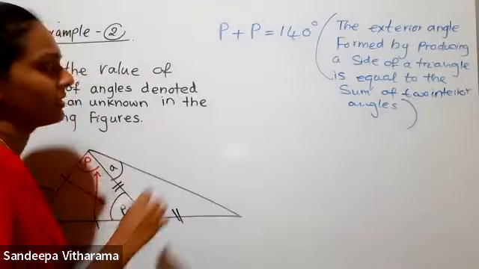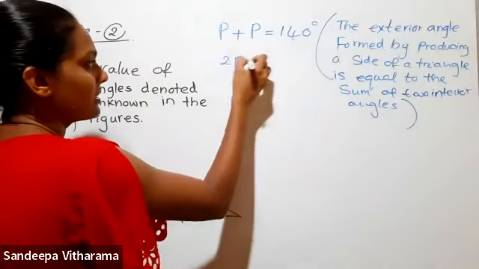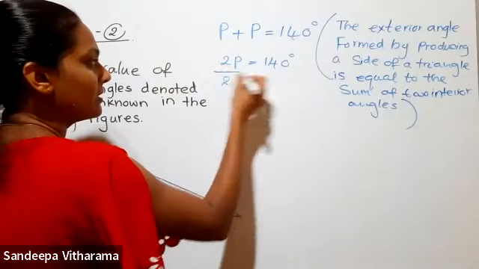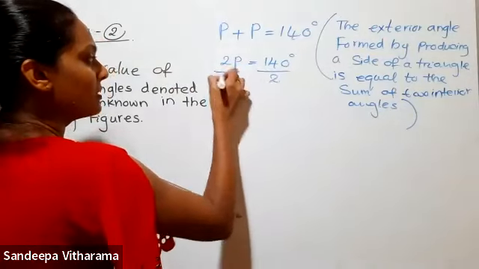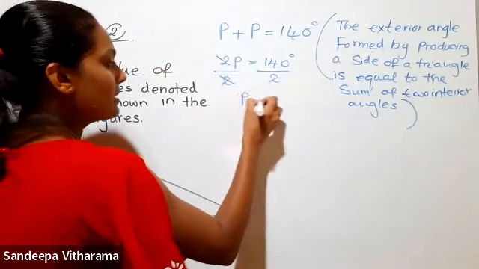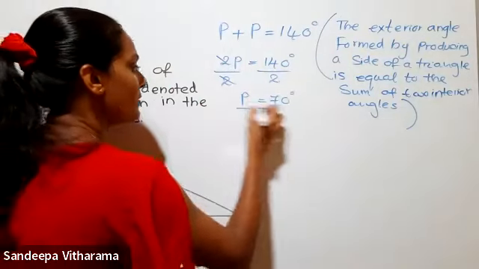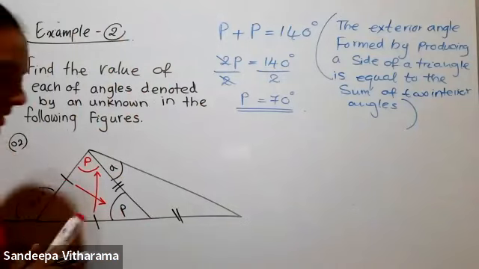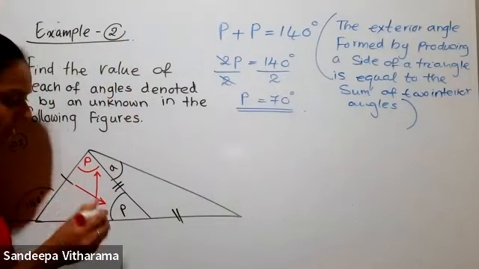Therefore, 2P equals 140. Now divide both sides by 2. Therefore, P equals 70 degrees. Okay, this is about P. Now let's move to the A.